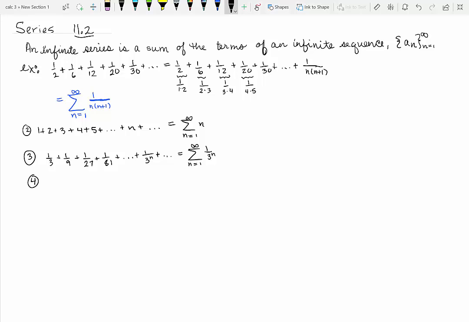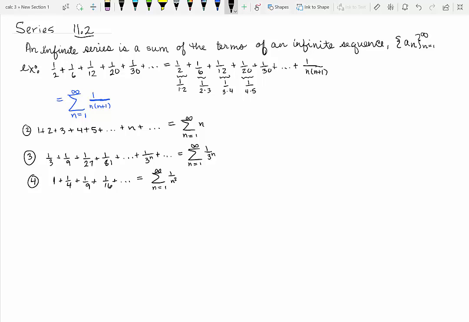Let's do one last example. 1 plus 1/4 plus 1/9 plus 1/16. This is the sum of 1 over n squared from 1 to infinity.